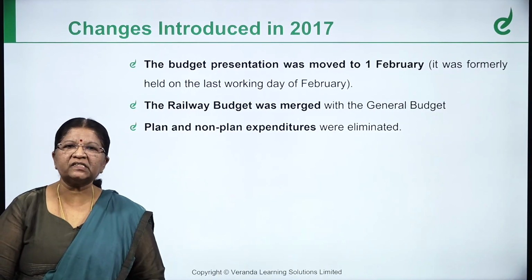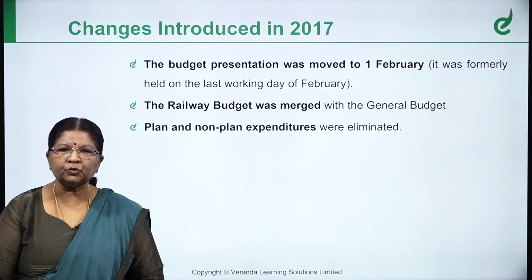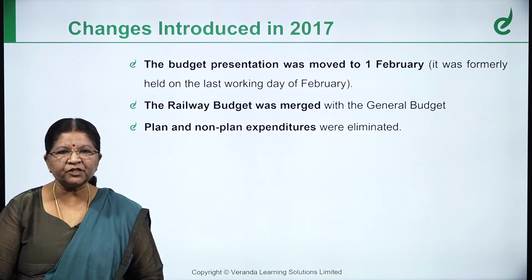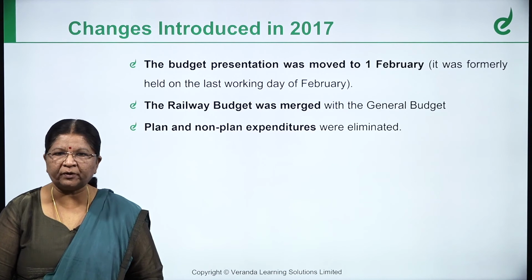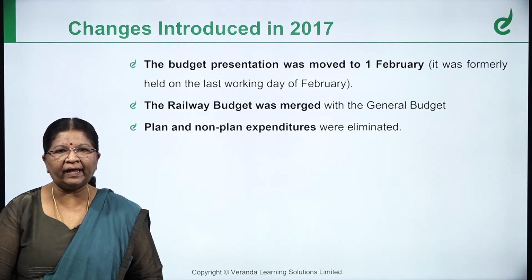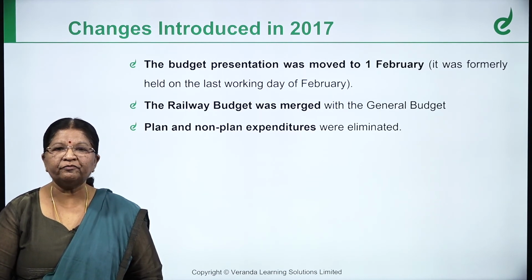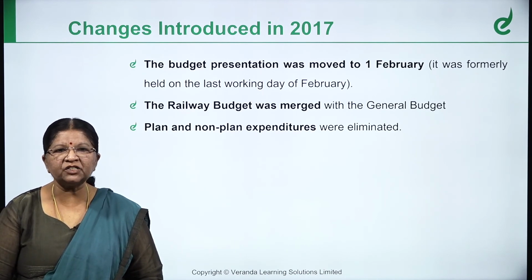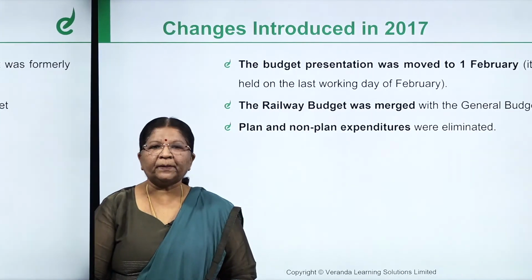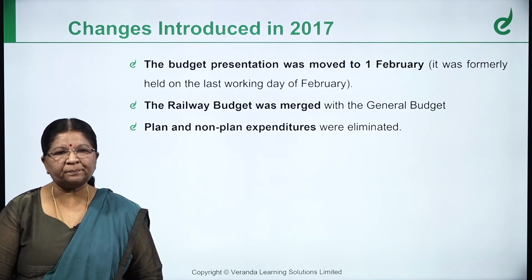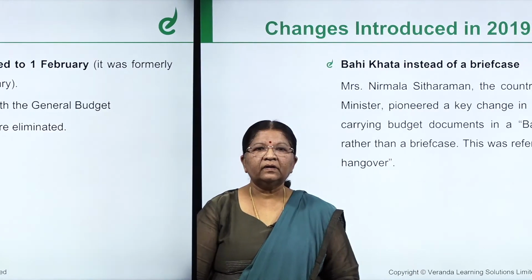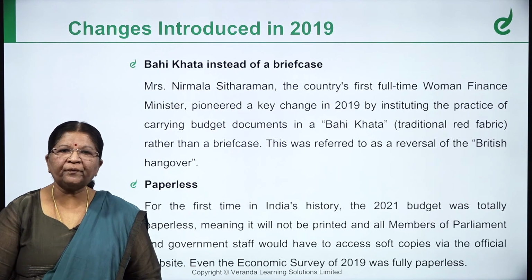Looking at the changes introduced in the year 2017, the budget presentation was moved to 1st of February. This was formerly held on the last working day of February. The railway budget was merged with the general budget. The plan and the non-plan expenditures were totally eliminated from the budget. The other changes incorporated in 2019.